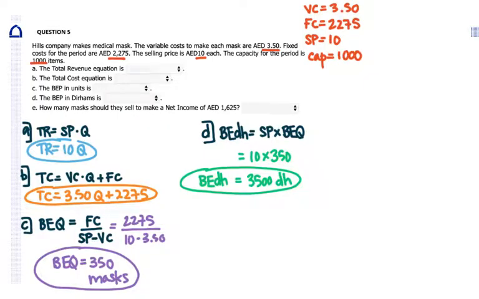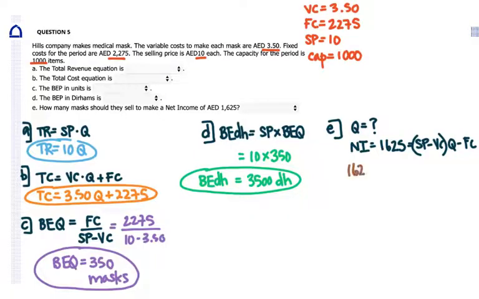Now the last question is a net income question. It's saying how many masks should they sell? So they're asking for the quantity and they want the net income to be 1625. So we will use this net income equation, selling price minus variable cost times quantity minus fixed cost, in order to solve for our quantity. So I'll plug everything in.